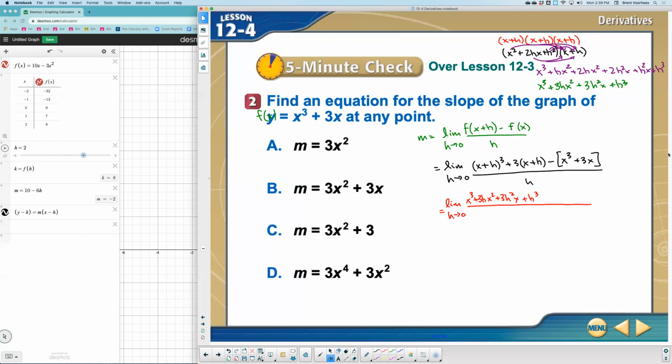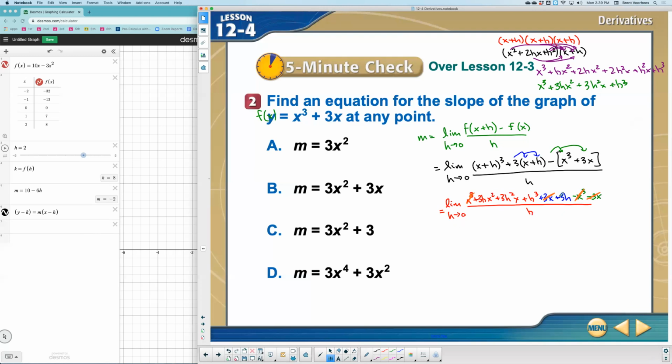And then I will distribute this here. 3x plus 3h, 3x plus 3h. And I will distribute the negative. Minus x cubed minus 3x. Let's see what simplifies here. I can see that I have a positive 3x and a negative 3x. Let's simplify. I have an x cubed and a negative x cubed. Those simplify. And, oh wait, I forgot to put all this over h.